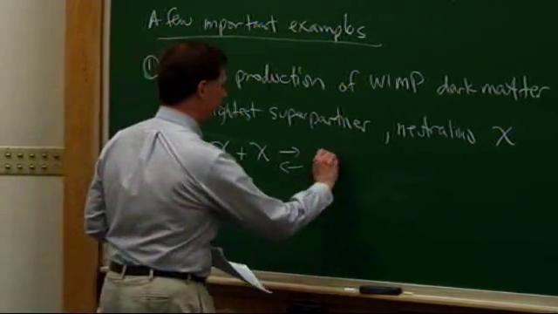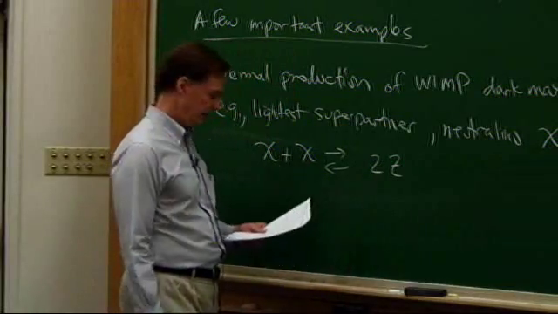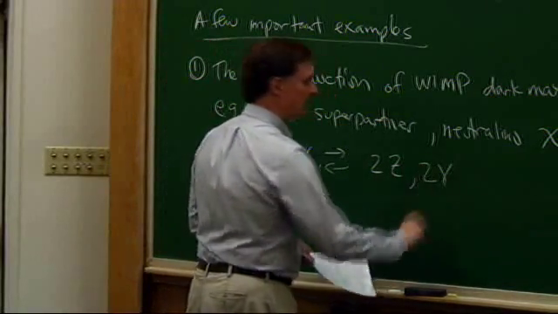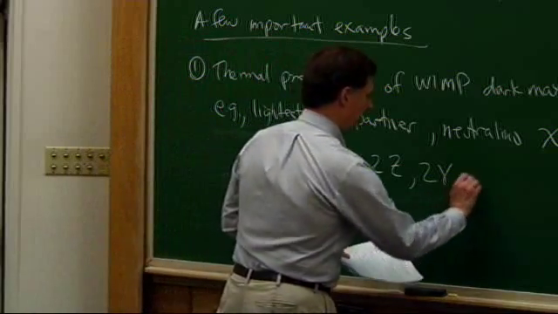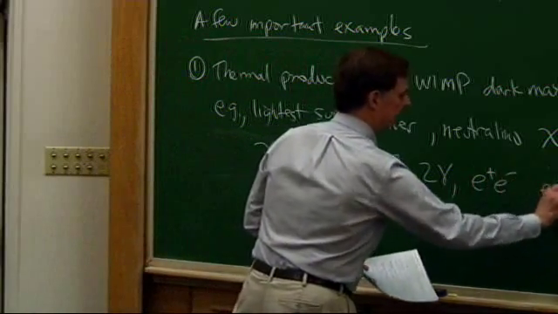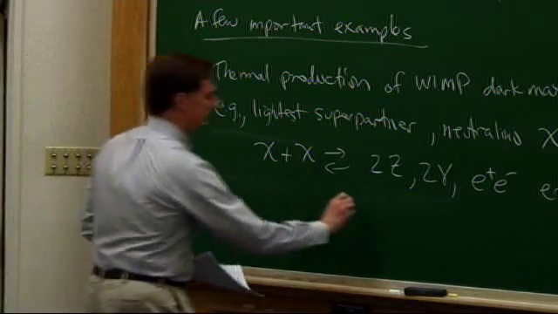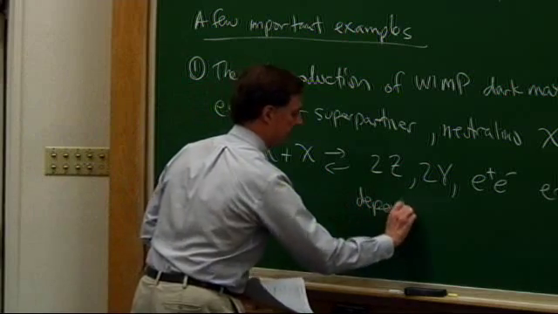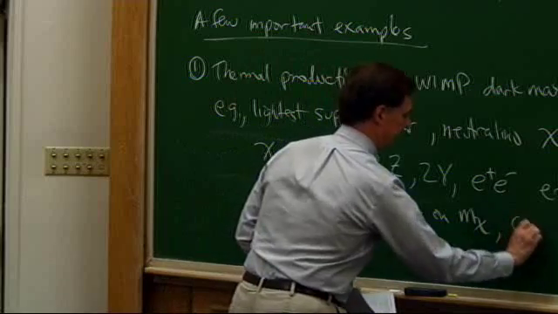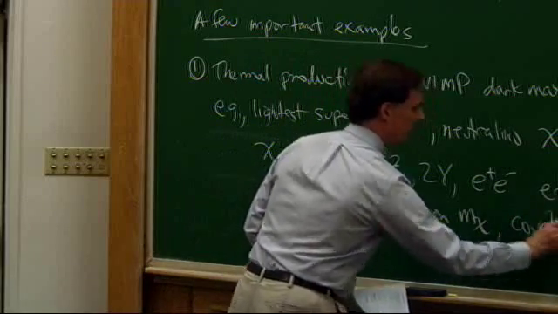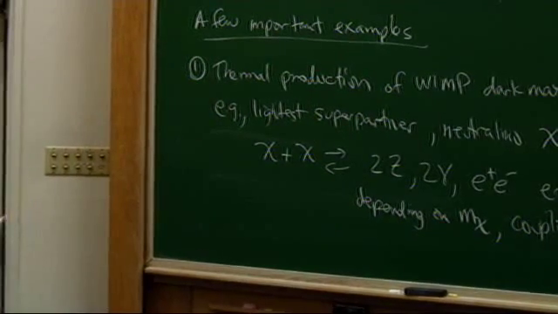So for example, if the neutralino is heavier than a Z, it will annihilate into pairs of Z's. It can annihilate through various diagrams into pairs of photons, even though it's electrically neutral, e plus e minus pairs, etc. There are many, many processes depending on M-chi and, of course, on couplings, which I won't go into, but later speakers discussing supersymmetric models will.